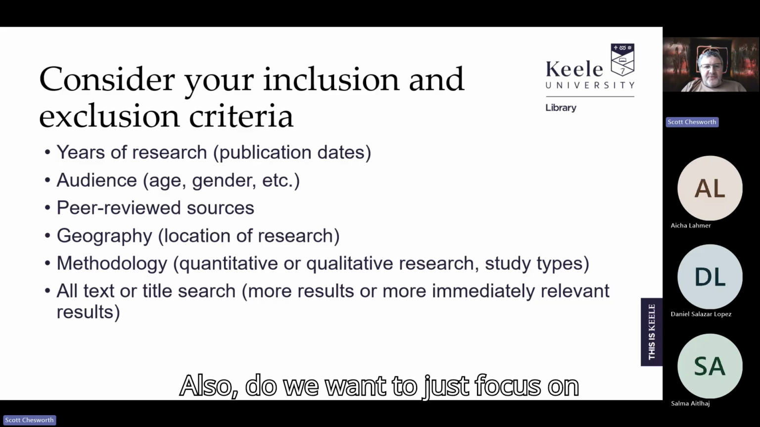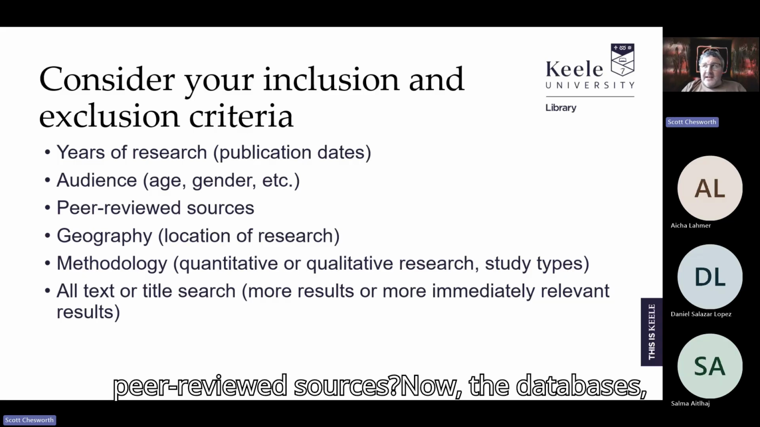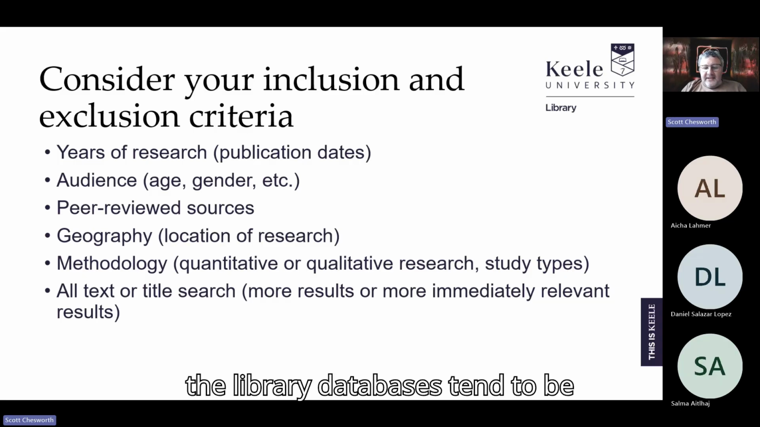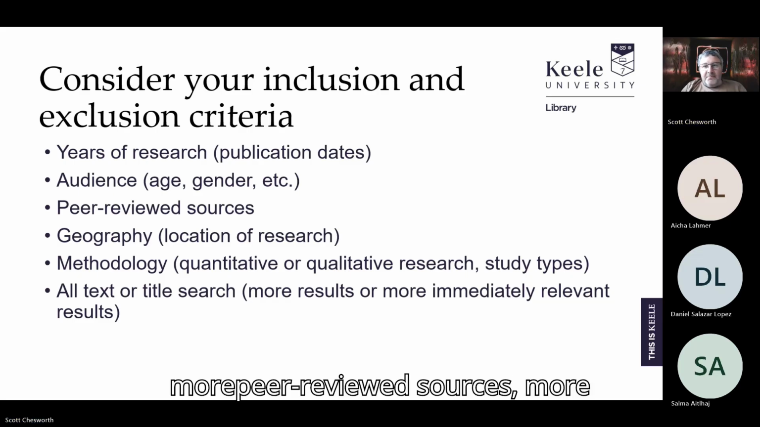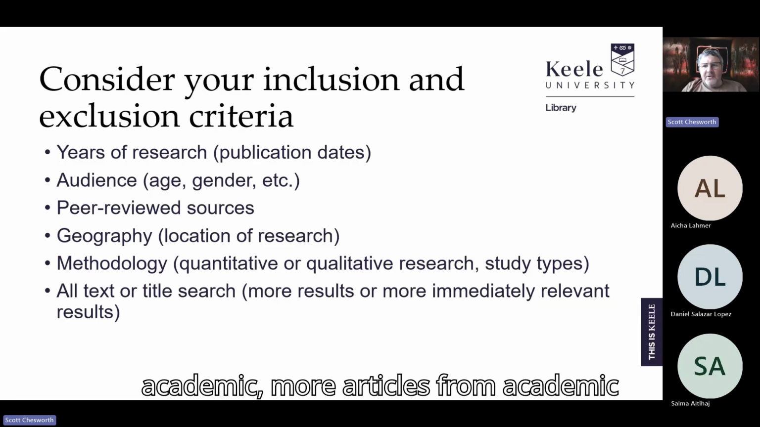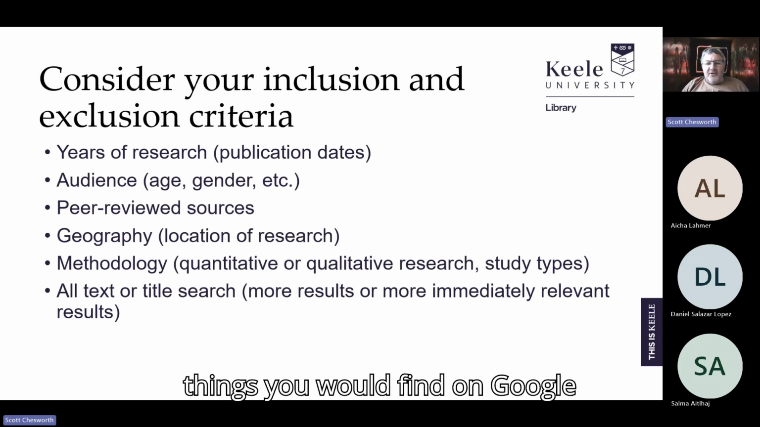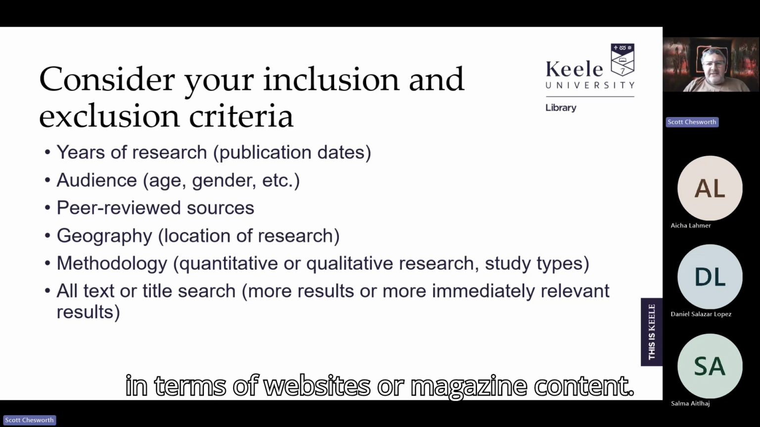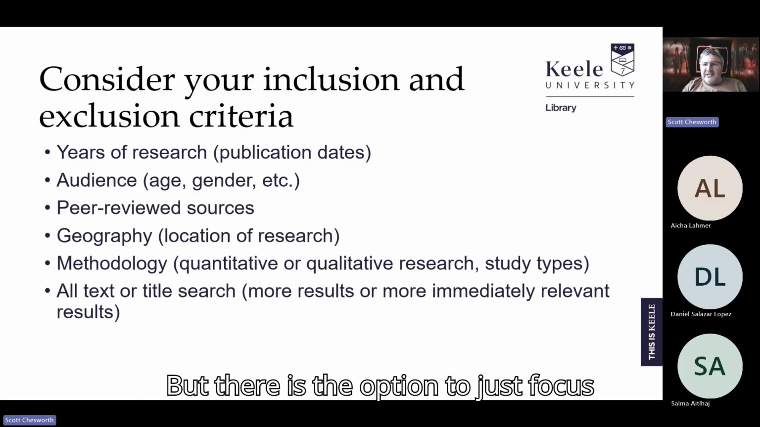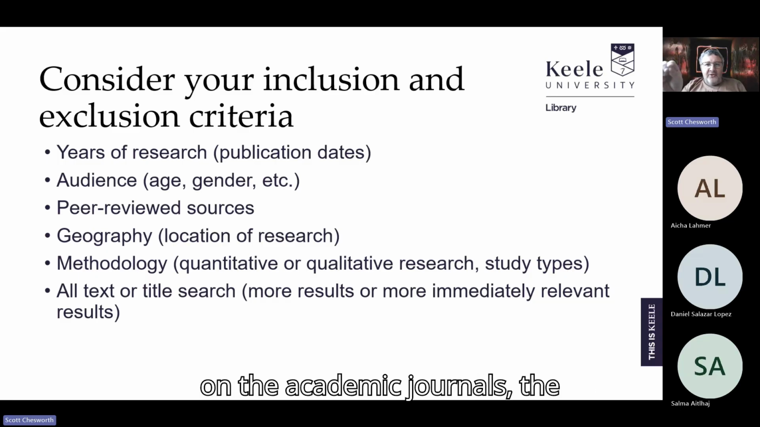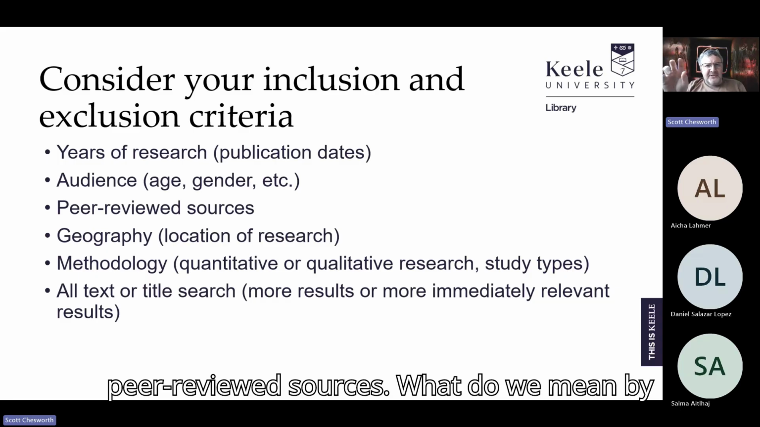Also, do we want to just focus on peer-reviewed sources? Now, the library databases tend to be more peer-reviewed sources, more academic, more articles from academic journals, more so than things you would find on Google in terms of websites or magazine content. But there is the option to just focus on the academic journals, the peer-reviewed sources.